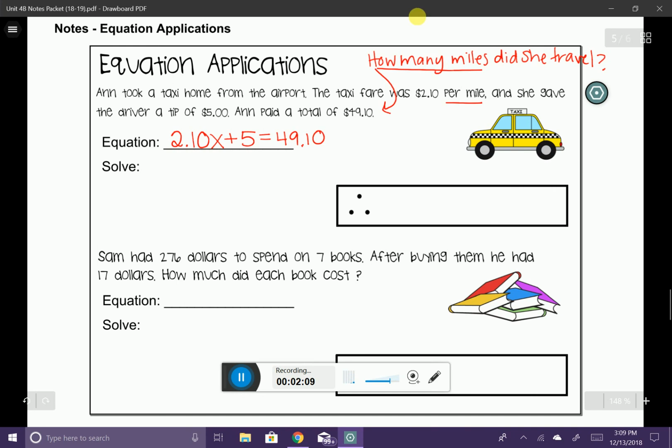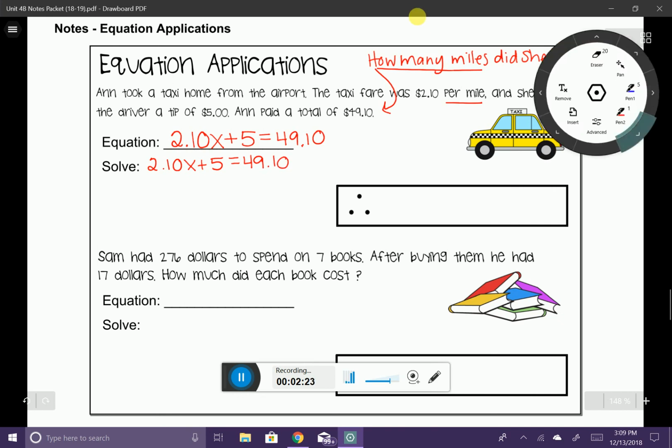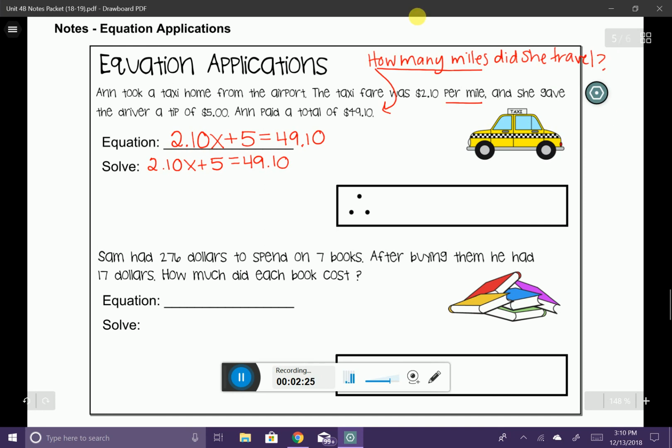Now let's solve it. So I'm going to rewrite my problem, and we're going to use our skills of solving equations to solve this problem. I'm going to change my pen color here, and I'm going to begin by putting a box around my variable, and I'm going to draw a line down my paper. I'm going to begin by subtracting 5 from both sides. And that's going to leave me with $2.10 times x. My 5s are going to cancel out. I'm going to bring down my equal sign.